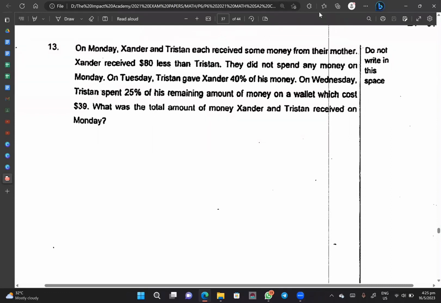Okay, hi everyone. Today we are looking at a question like this. As you can see over here, this seems like a percentage question, correct? But I always tell my students that if it is a percentage question, we try our best to change the percentage into fractions.